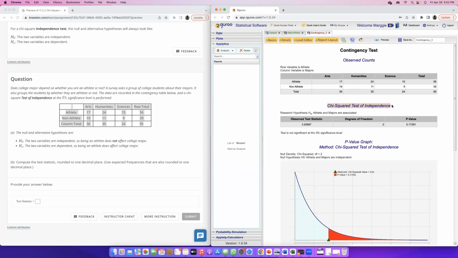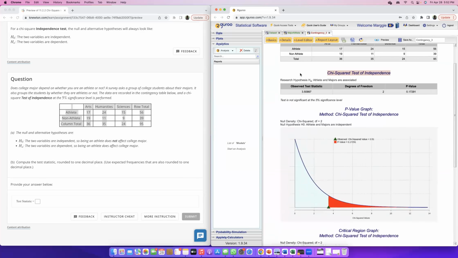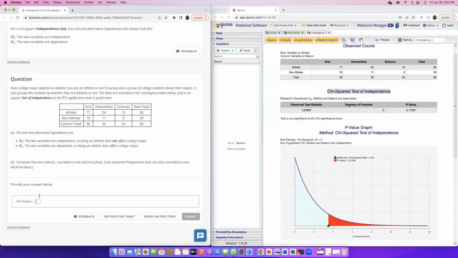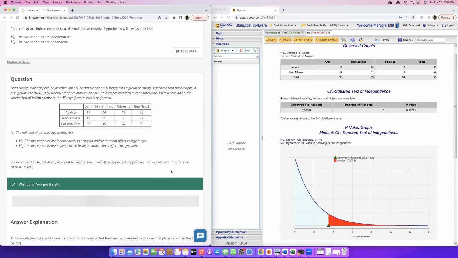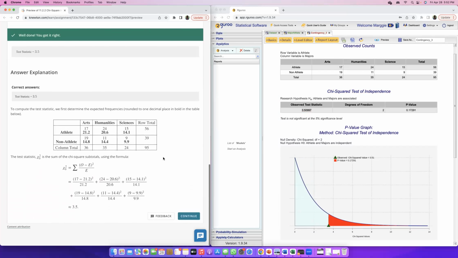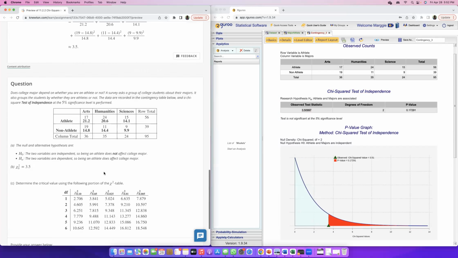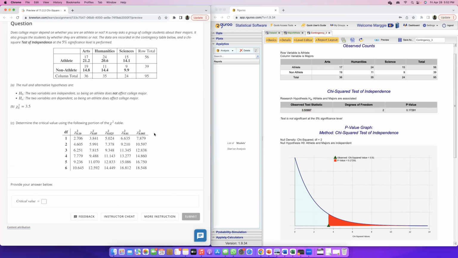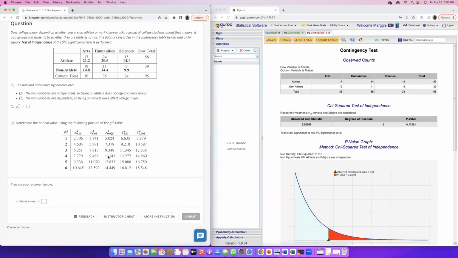So here is a chi-square test of independence. We need the test statistic here, rounded to 1 decimal place. So your test statistic is this in here, and this in here is your p-value. The test statistic is going to be 3.5, rounded to 1 decimal place. All right, and if we continue here, this is just the formula when we do it by hand, so we don't need that. To determine the critical value, we need to look at this table.